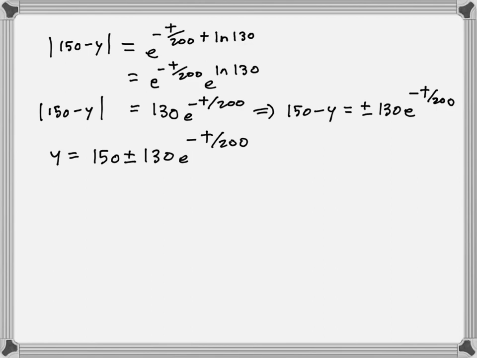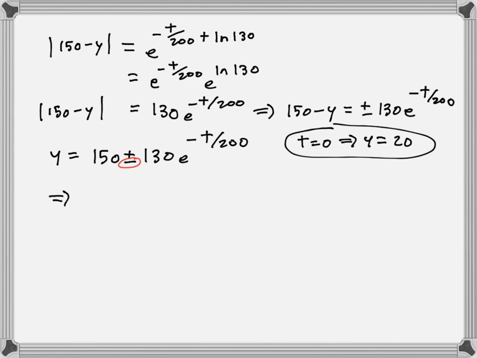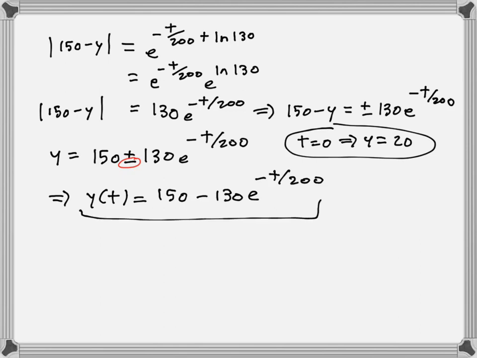Okay. Now, which one do I use? Well, I want you to recall that when t is equal to 0, y is equal to 20, right? This was our initial condition. That is only true if we use the minus, right? Because if you plug in 0 for t, you actually get either 150 plus 130 or 150 minus 130. We have to use the minus sign. So this means that y of t is equal to 150 minus 130 e to the negative t over 200. So we just found the amount of salt in the tank after any time.